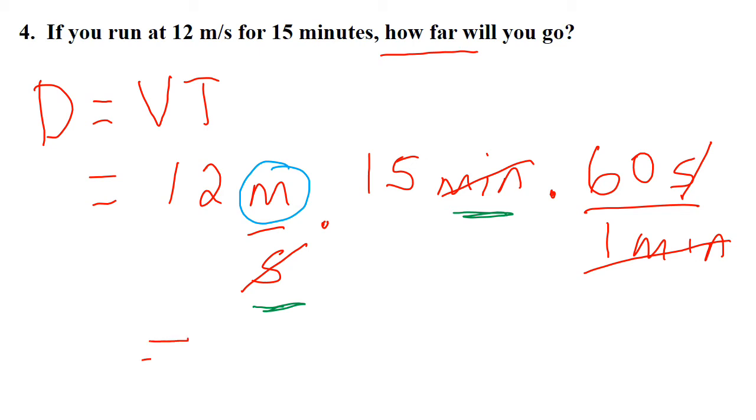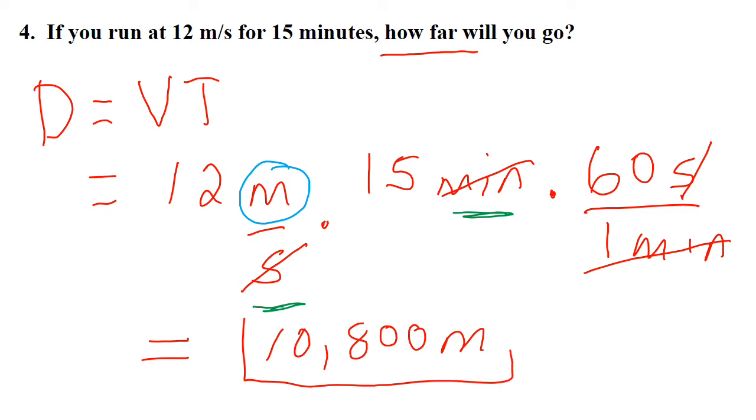So when I run all that through my calculator, I get 10,800 meters. And of course, I need to put my famous little box around my answer.